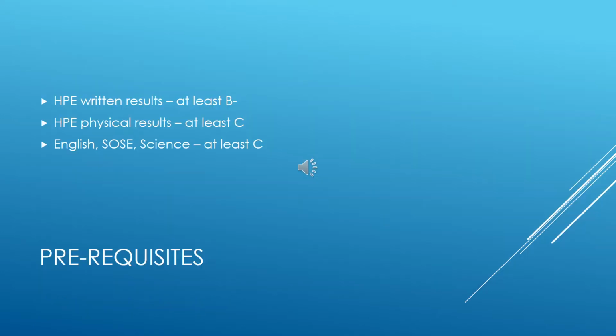The prerequisites for selecting physical education are, for HPE, that you have achieved at least a B- for your written assessment results, that for your physical HPE results you've achieved at least a C, and you've achieved at least a C in English, Social Science and Science.